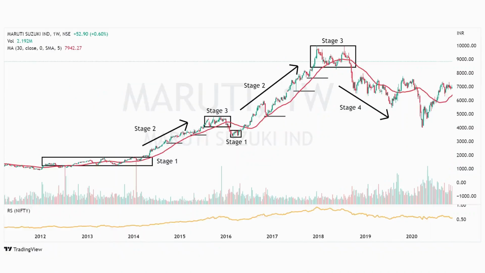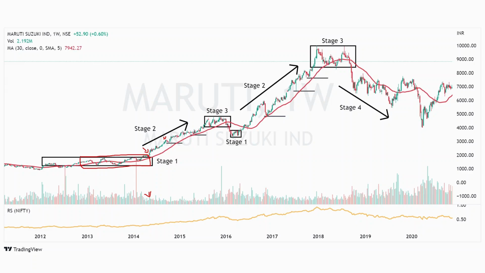So here is an example of Maruti Suzuki from 2012 to 2014. We can see that the price did not do much and we were in a stage 1 structure. This is where I would mark it. And then finally, on the back of these two high volume wide range candles and higher volume, price moved up into stage 2. Then it formed a higher high, higher low, higher high, higher low, higher high, higher low, then two equal highs, and finally it broke the 30 weekly moving average line.